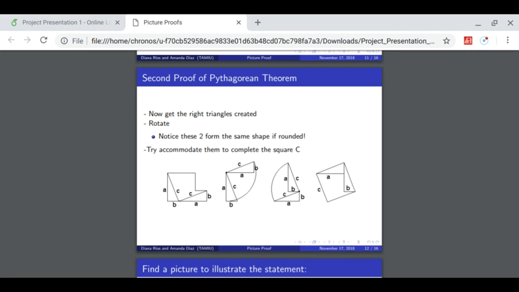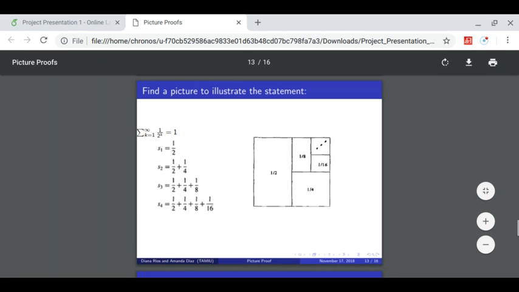Now, going back to the first shape, we will get these two right triangles and try to finish off square C. And we will get a perfect square with these right triangles. And as you can see, this square fits into this triangle perfectly and completes it to make one triangle square.